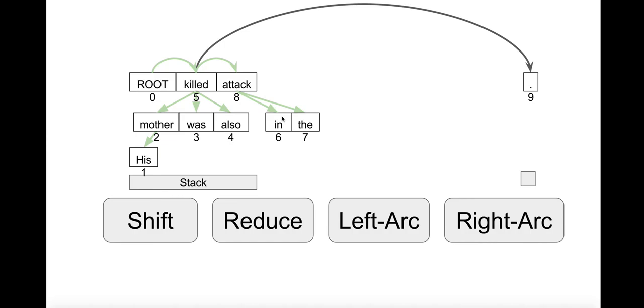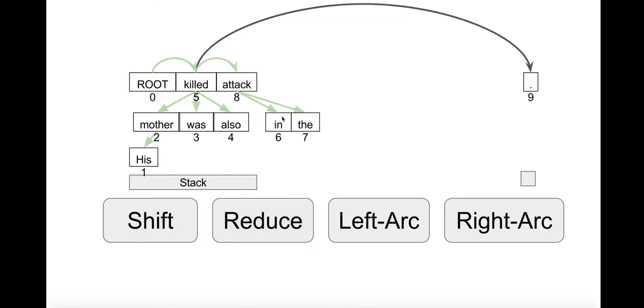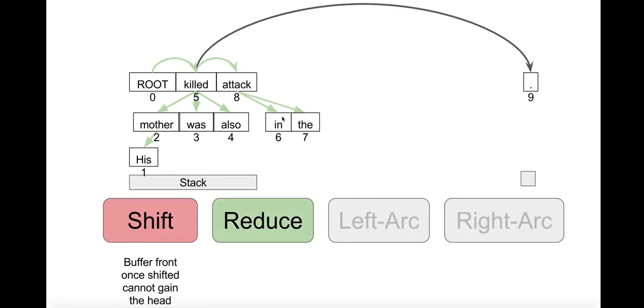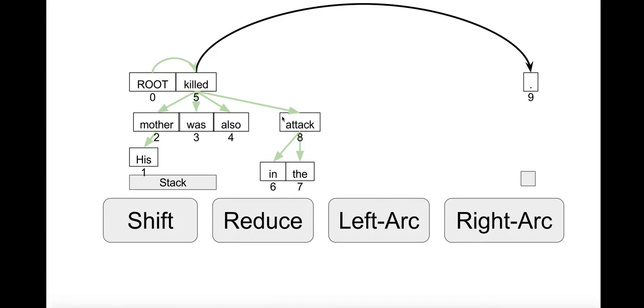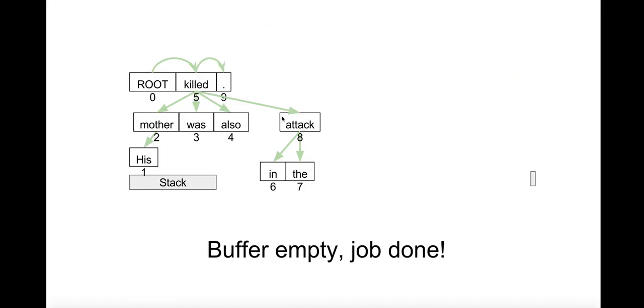And finally we are left with the punctuation. We create a right arc. Oh, I'm sorry. We have to reduce this token. I see. So it gets removed from the stack. Then we create a right arc and it gets added onto the stack. Now the buffer is empty. Any more labels cannot be extracted because all of the dependencies have been extracted. Our job is done.